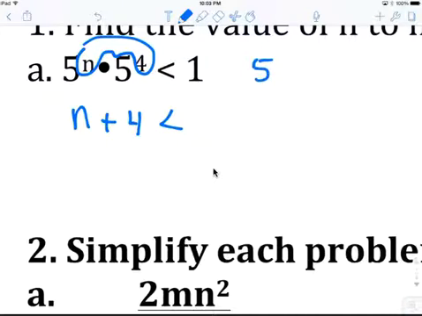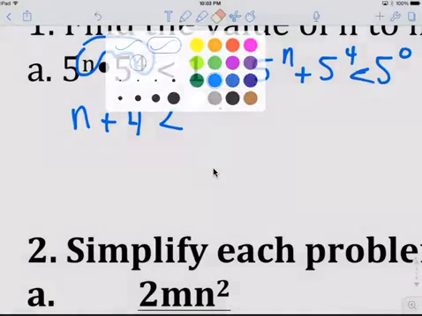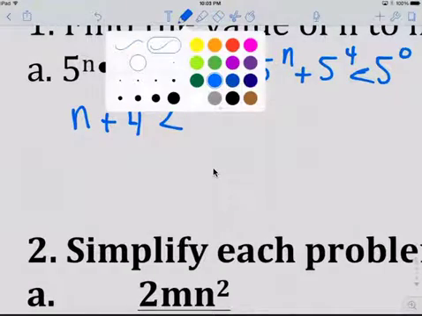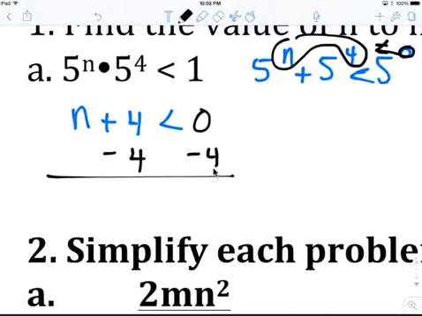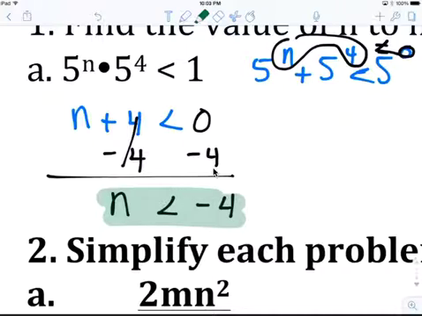this, you should write 5 to the n plus 4 is less than 5 to the 0. So you're basically adding these two together, and it has to equal this 0 right here, or it's less than 0. So you do minus 4, you can do it like that, and you got n is less than negative 4. So you can choose any number that's less than negative 4 for n, and it would work.